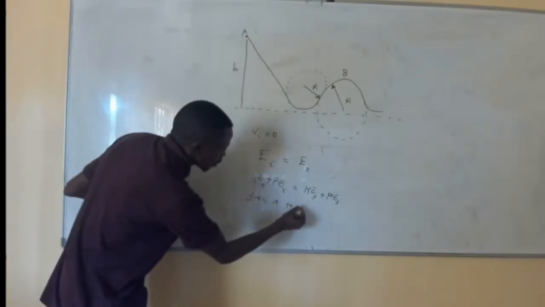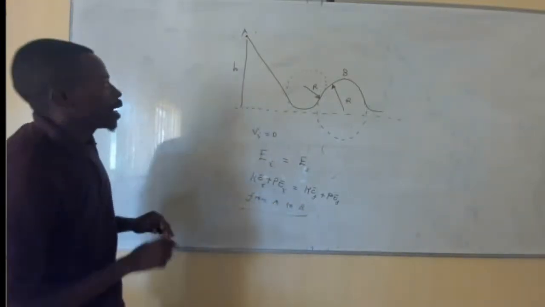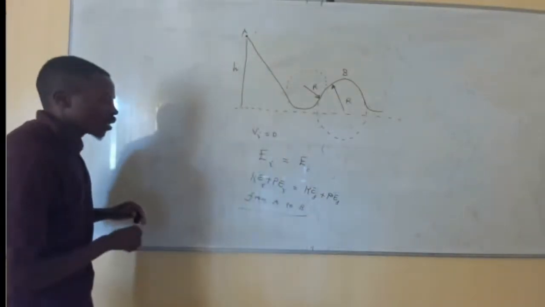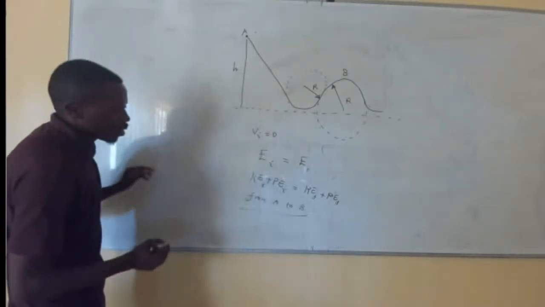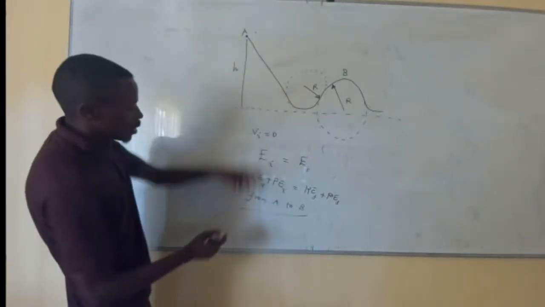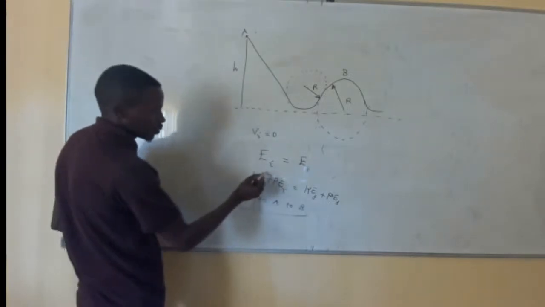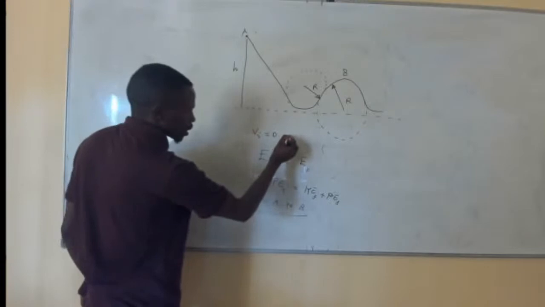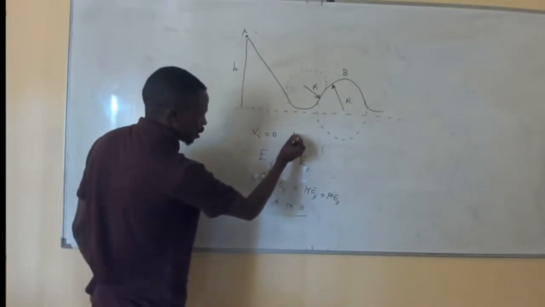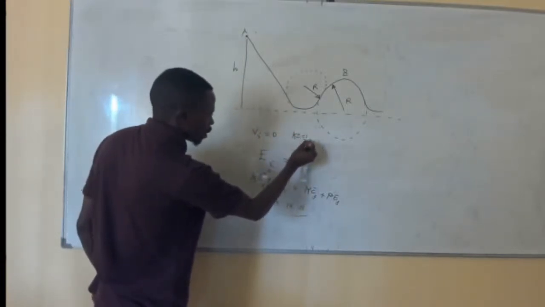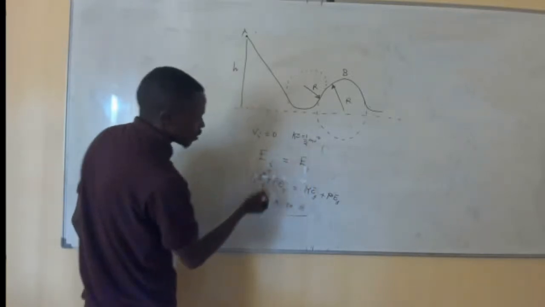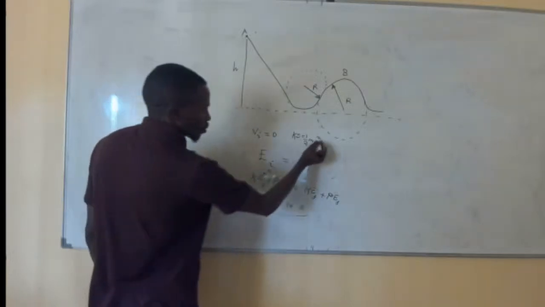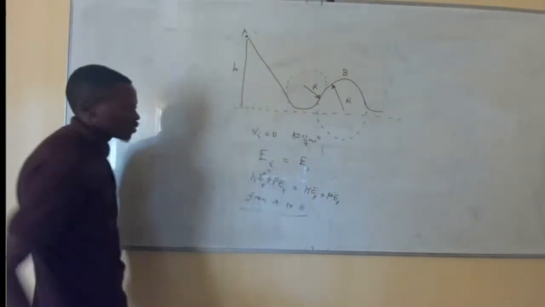if we analyze our motion from point A to B, B being the uphill, we can say that at point A, the kinetic energy is just 0, because that's our initial starting point. Remember that kinetic energy is given by KE equals half mv squared. In this case, the kinetic energy is 0 because our initial velocity is 0. So if that is 0, then the kinetic energy is 0.